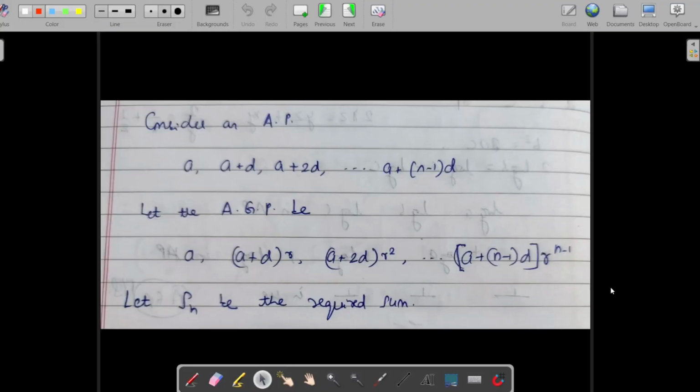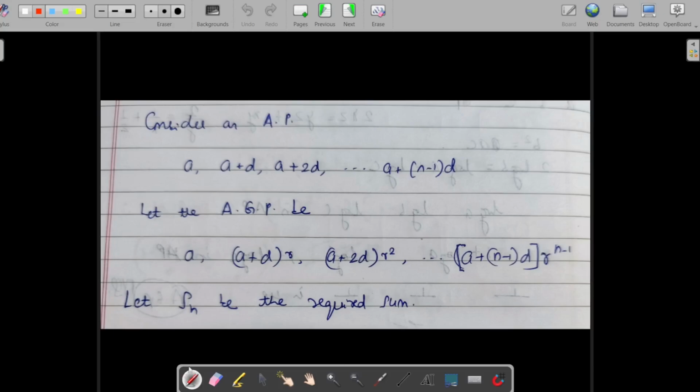Consider an AP given by a, a plus d, a plus 2d and so on, where a is the first term and d is the common difference. Let the arithmetico-geometric progression be a plus d into r. So r will be the common ratio and d is the common difference. So we have to find the sum of this.